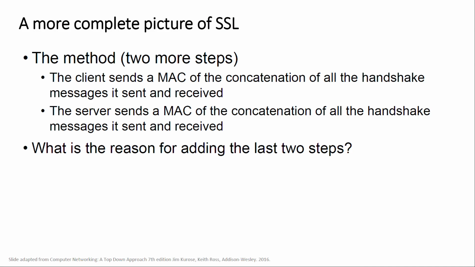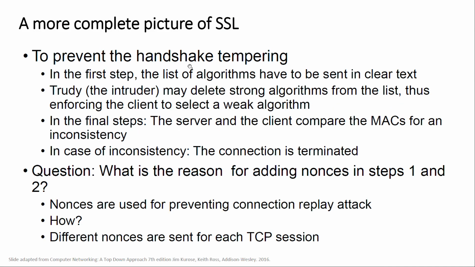You might think that at this point it is enough and we don't need anything more, but actually we need something more. The client sends the MAC of the concatenation of all the handshake messages it sent and received. You know, at the beginning when they were communicating, the client was sending which kind of algorithms it supports, and the server chooses which one to communicate and so on. And the server also sends the MAC of the concatenation of all the handshake messages it sent and received. And why do we need such a precaution? It is to prevent handshake tampering.